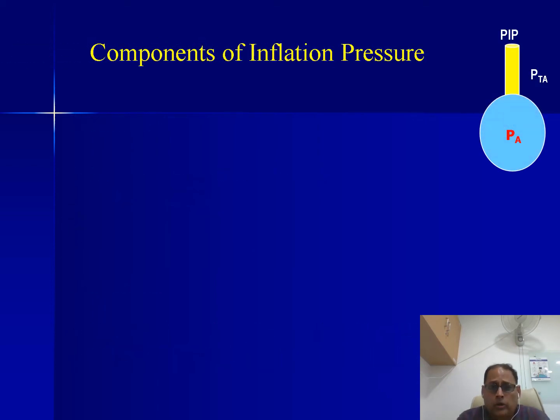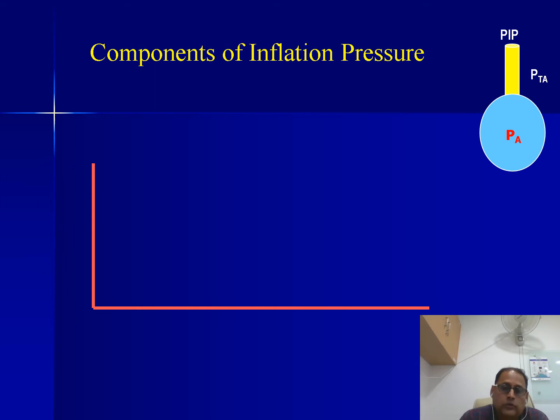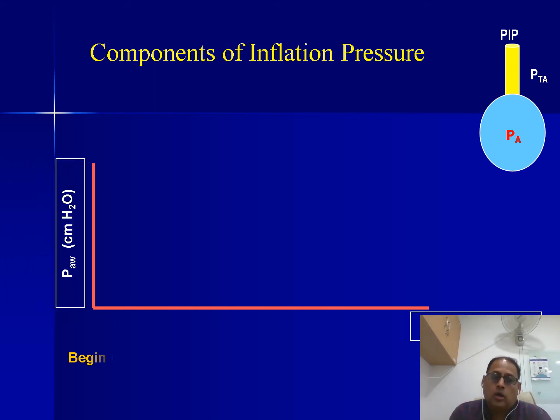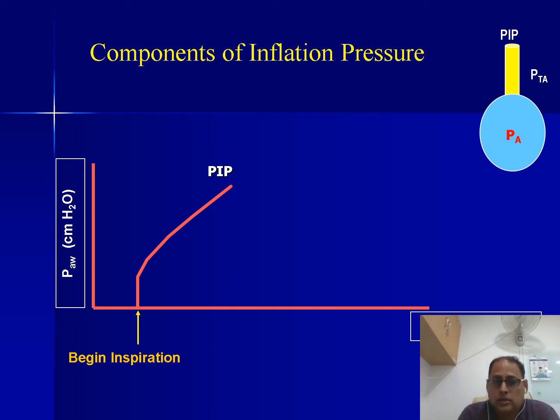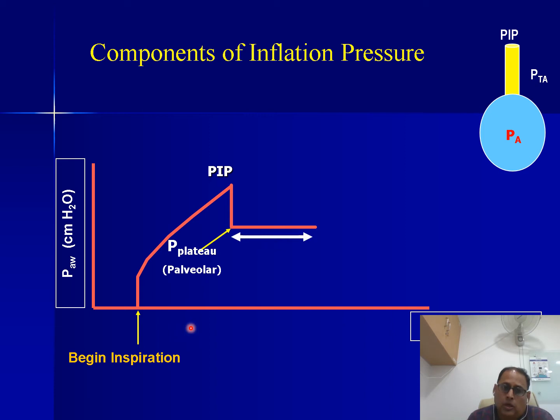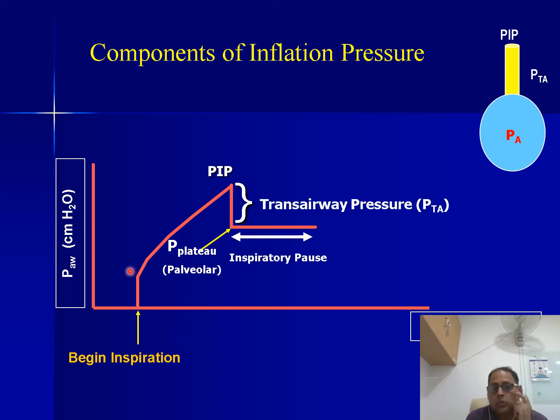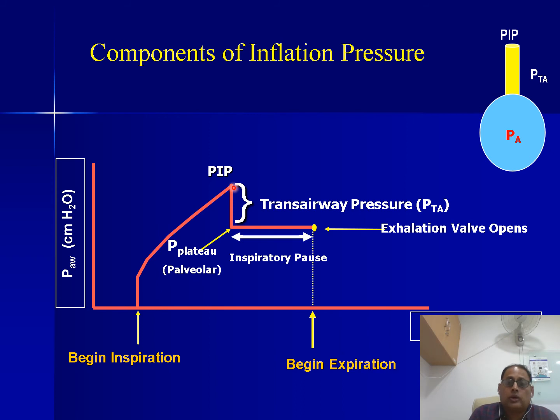Now this is a very important graph which is showing you the components of the inflation pressure. On the y-axis is the airway pressure, and on the x-axis is time. As you'll appreciate, at the beginning of inspiration there is a sudden rise in pressure, and then the rate of rise becomes a bit less, but it reaches a particular peak when your tidal volume is being delivered, and this is termed the peak inspiratory pressure.